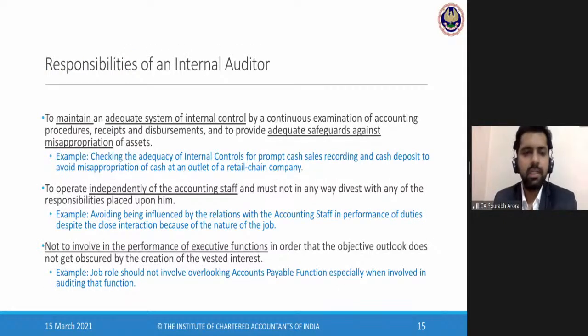Now we'll come to the other topic. What is the responsibility of an internal auditor? Is internal auditor responsible for anything at all? And if he is, what are those responsibilities?